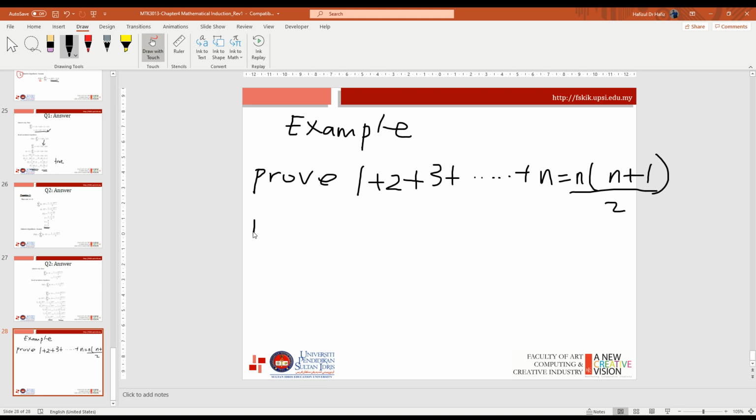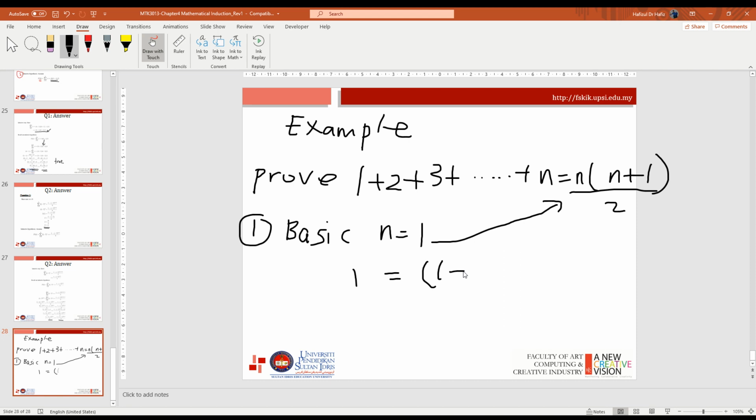Okay, so the first step, what is it? We want to prove the basic case, that n is equivalent to 1. So 1 is equivalent to, we replace the value: 1 times (1 plus 1) divided by 2. So this one is 2 divided by 2, and then we get 1 equivalent to 1. Okay, do you understand this part? Do you have any questions so far for the basic case?